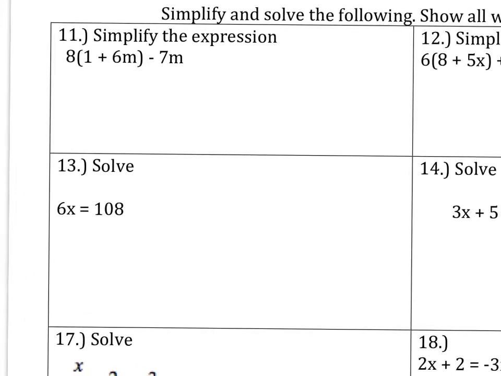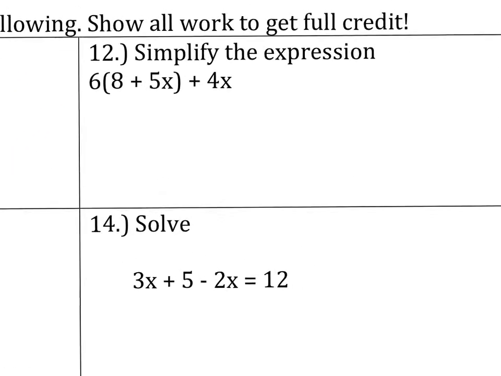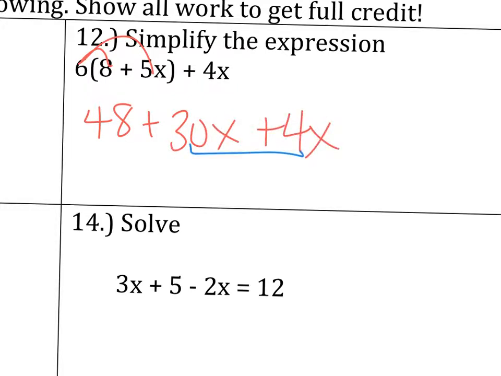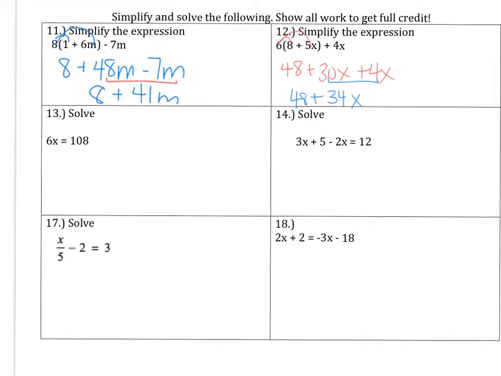Okay, simplify. Distribute 8 plus 48m minus the 7. So 8 plus 41m, because I have to put the family members back together. Okay, number 12, same idea. 6 times 8 is 48. 6 times 5 is 30. X plus the 4x. Family members, so 48 plus 34x. Done. Those you don't solve because they just say simplify.